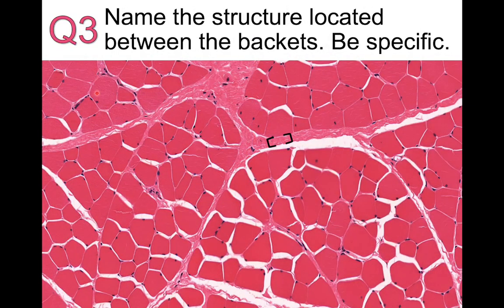Question number 3, name the structure located between the brackets. Be specific. Here also we have a very eosinophilic tissue with polygonal cells and multinucleated cells. So this is a transverse section of skeletal muscle, and as you know, bundles of skeletal muscle fibers, or fascicles, are surrounded by a connective tissue, and this connective tissue is known as perimysium. So the bracket points to perimysium, which surrounds these fascicles.